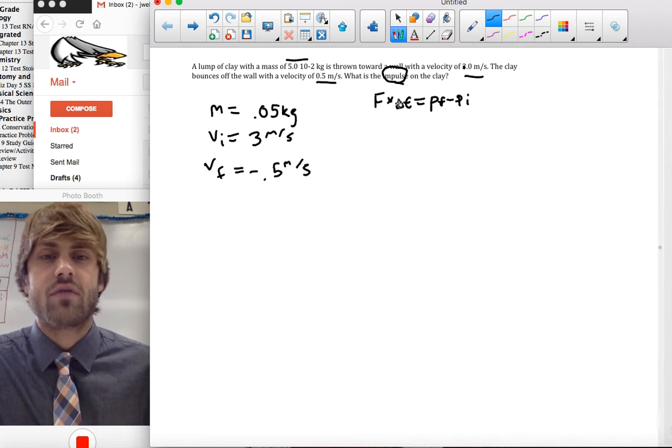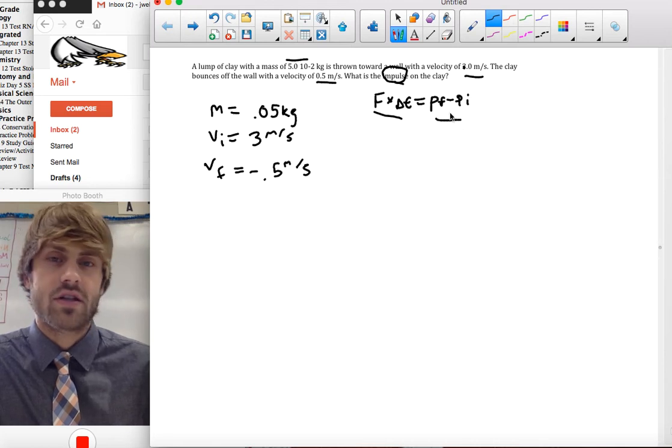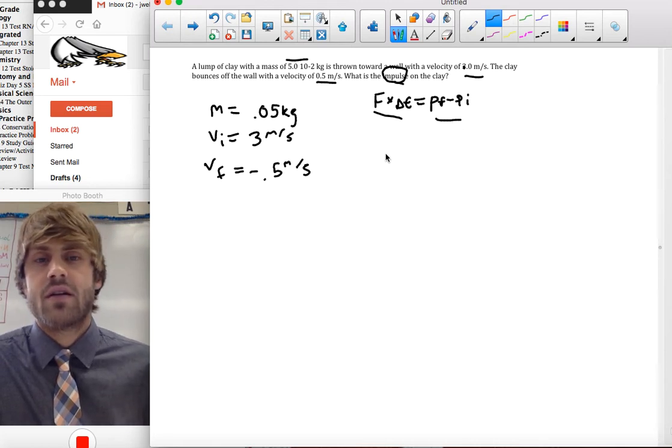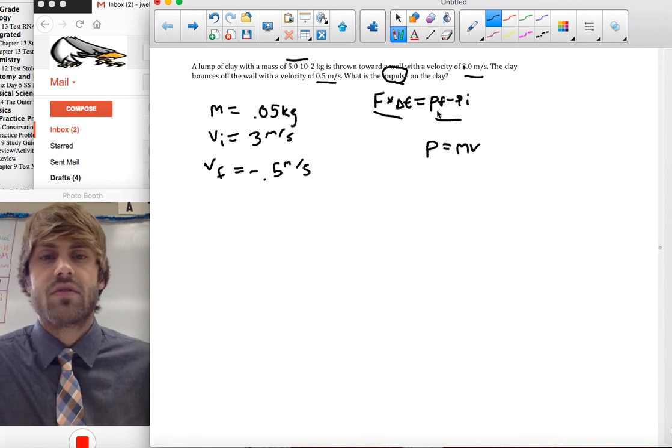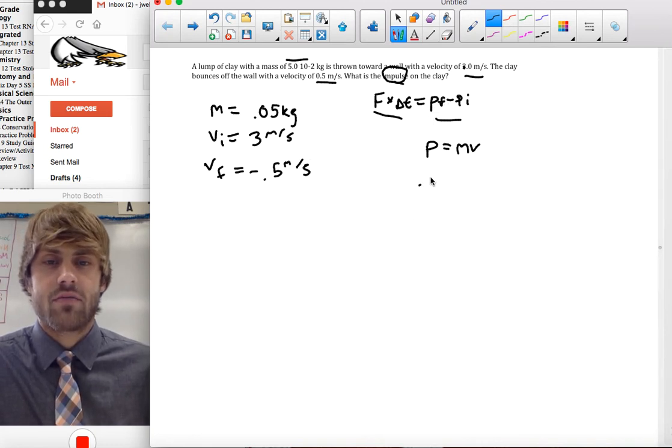Now I don't have force and I don't have change in time, so I'm not going to be able to find my impulse doing force times change in time, and I'm going to have to find the change in momentum. So I know that momentum, P, is equal to M times V. So I'm going to find my final momentum first, and in that I would just take 0.05 times negative 0.5.